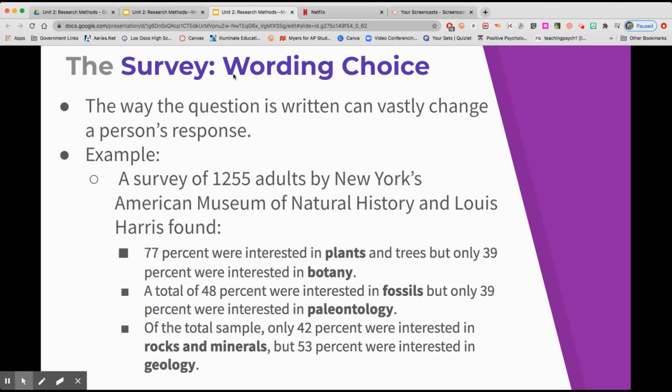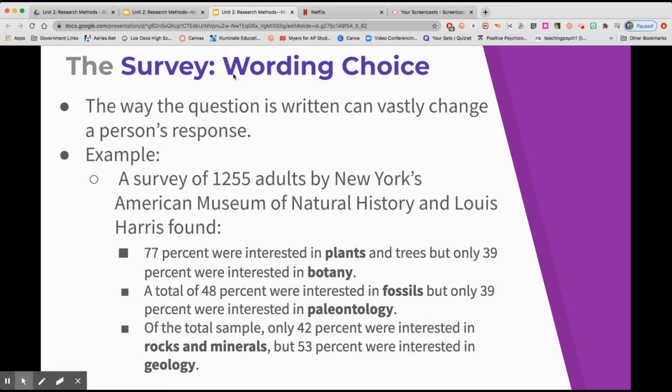Next, people were asked, are you interested in fossils? With that, 48% of people said yes. But when they changed the wording to, are you interested in paleontology, which is the study of fossils, only 39% of people said yes. And then finally, people were asked, are you interested in rocks and minerals? In that case, 42% of people said yes. But when they changed it to the apparently more exciting sounding, are you interested in geology? the number went up to 53%.